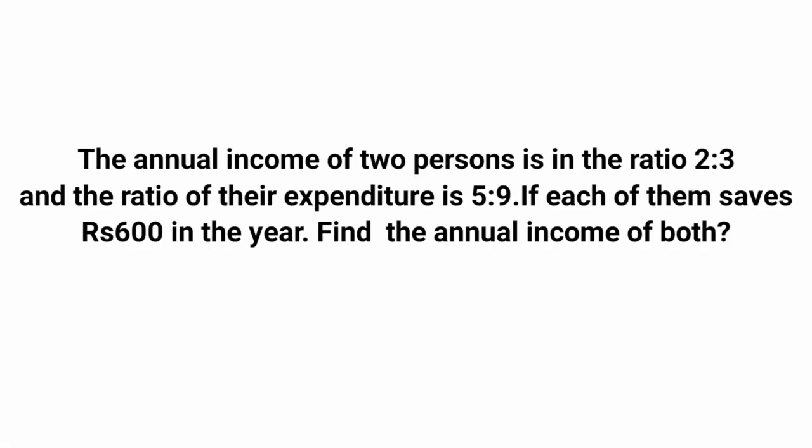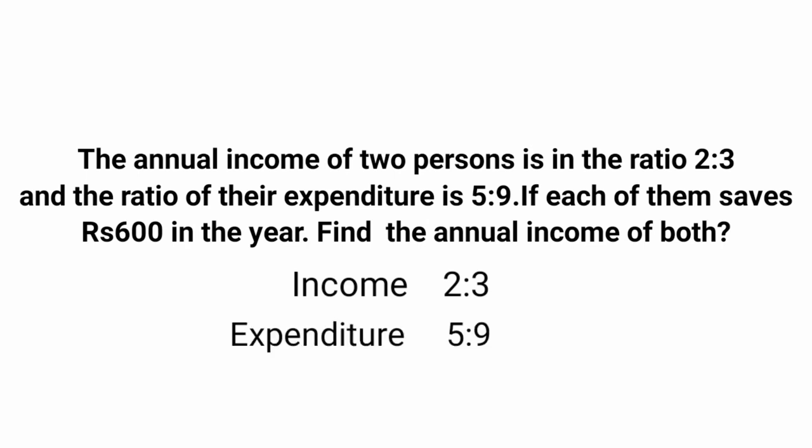The annual income of two persons is in the ratio 2:3 and the ratio of their expenditure is 5:9. If each one of them saves rupees 600 in the year, find the annual income of both. So, in the question, it is given that the annual income of two persons is in the ratio 2:3 and their expenditure is in the ratio 5:9.